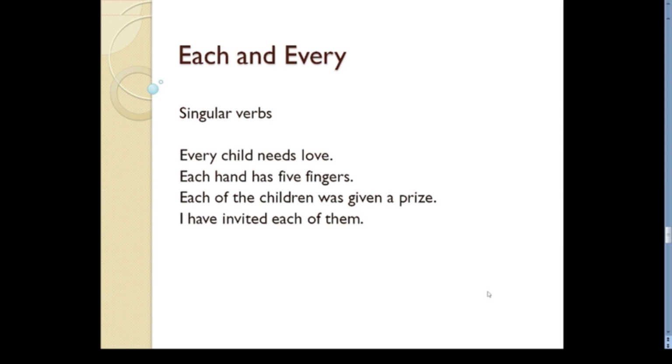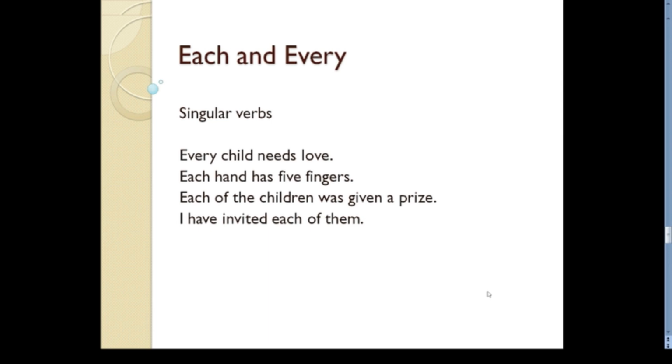Each of the children was given a prize. Here we used a plural noun after each of. However, the verb is still singular. Each of and every one of are followed by a plural noun and a singular verb. Each of the children was given a prize. Note that here we use the singular verb was. However, each of is followed by a plural noun. Each should be followed by a singular noun, but each of is followed by a plural noun.